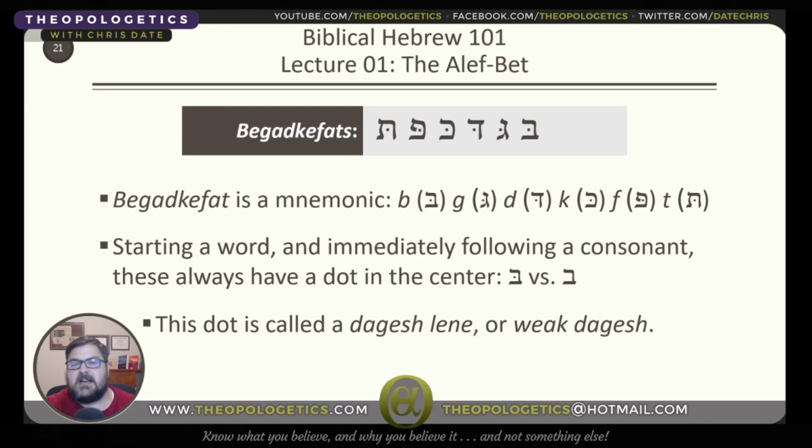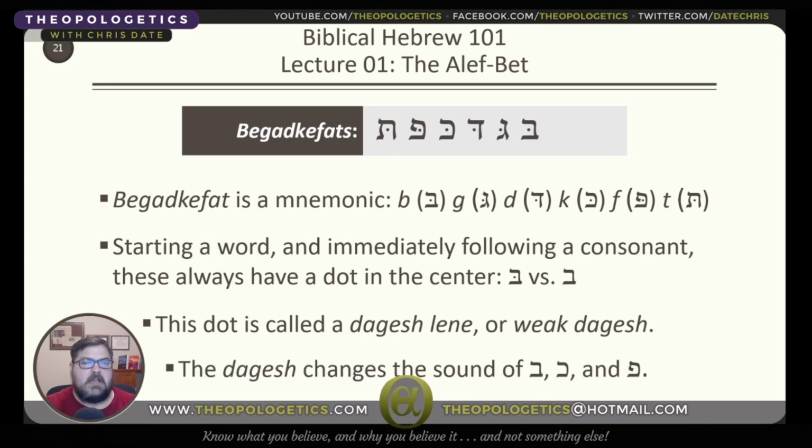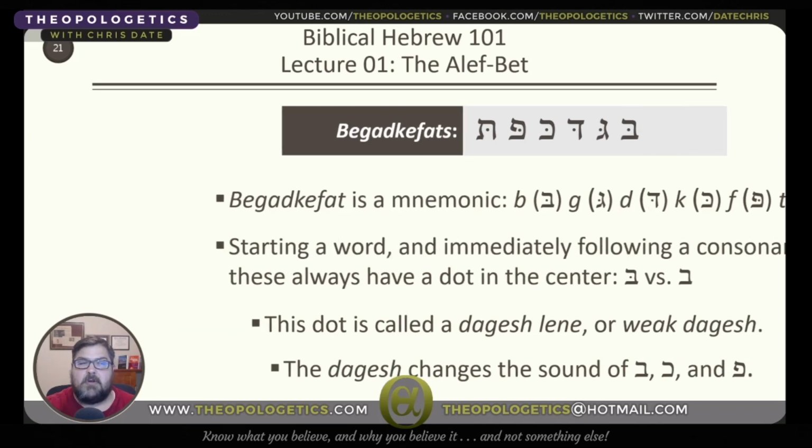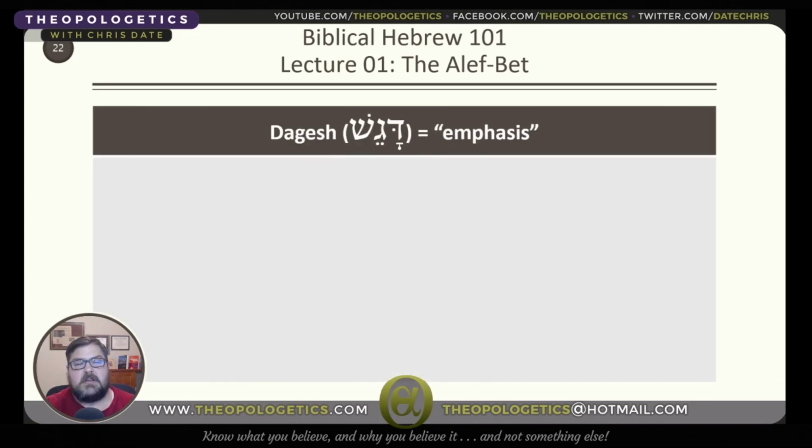This dot that appears in these characters at the beginnings of words or immediately following consonants is called a dagesh lene, which means a weak dagesh. Lene is a form of the Latin word lenis, which means weak. And this dagesh lene changes the sound of three of these six Begad Kefat consonants in a way that I will illustrate momentarily. The other three, however, don't change the sound.